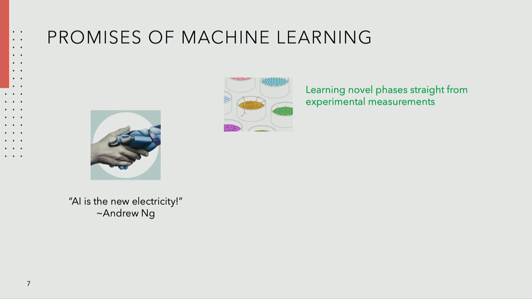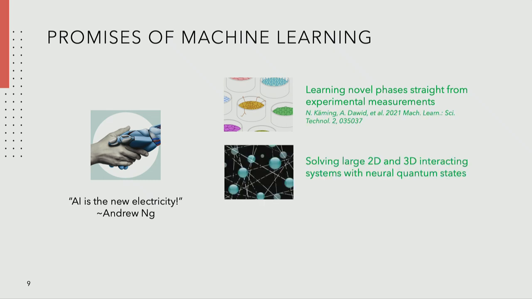So in terms of phases of matter, they promise learning novel phases straight from experimental measurements. This would be amazing, again avoiding human biases and learning new things. You've seen how neural quantum states are being used for solving large-scale quantum problems. And I think right now, of course, tensor networks are the go-to method, but if we would like to tackle 3D systems, I'm not sure if there's anything else right now than NQSs to go for.